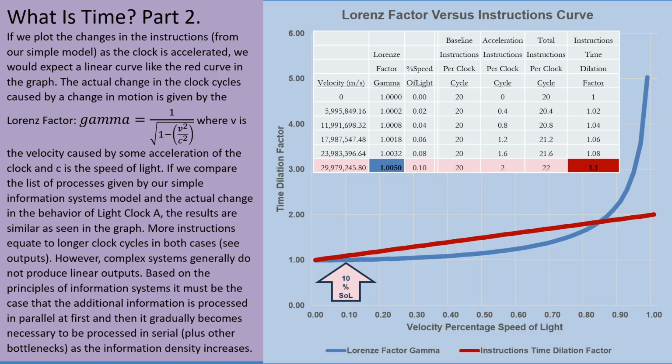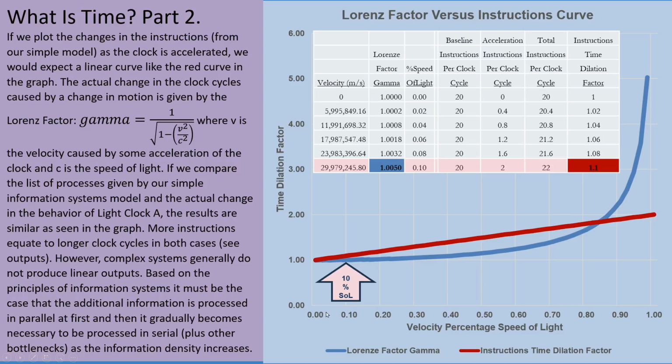However, complex systems generally do not produce linear outputs. Based on the principles of information systems, it must be the case that the additional information is processed in parallel at first and then it gradually becomes necessary to be processed in serial as the information density of the system increases. And here we see the two curves. We see the Lorentz factor curve, which is the blue line, and we see the curve from our simple information systems model, which is the red line.